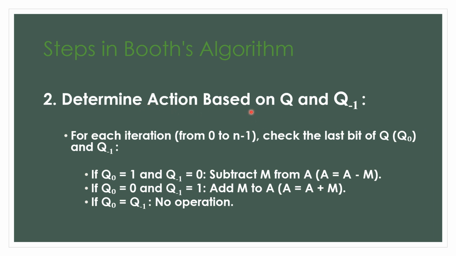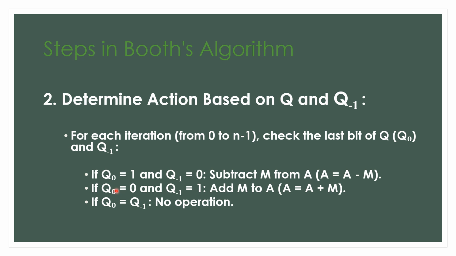Then we determine the action based on Q and Q minus 1. For each iteration from 0 to n minus 1, check the last bit of Q, that is the least significant bit of Q, and Q minus 1. If Q0 is equal to 1 and Q minus 1 is equal to 0, we subtract M from A, that is A equal to A minus M. If Q0 is equal to 0 and Q minus 1 is equal to 1, we add M to A, that is A is equal to A plus M.